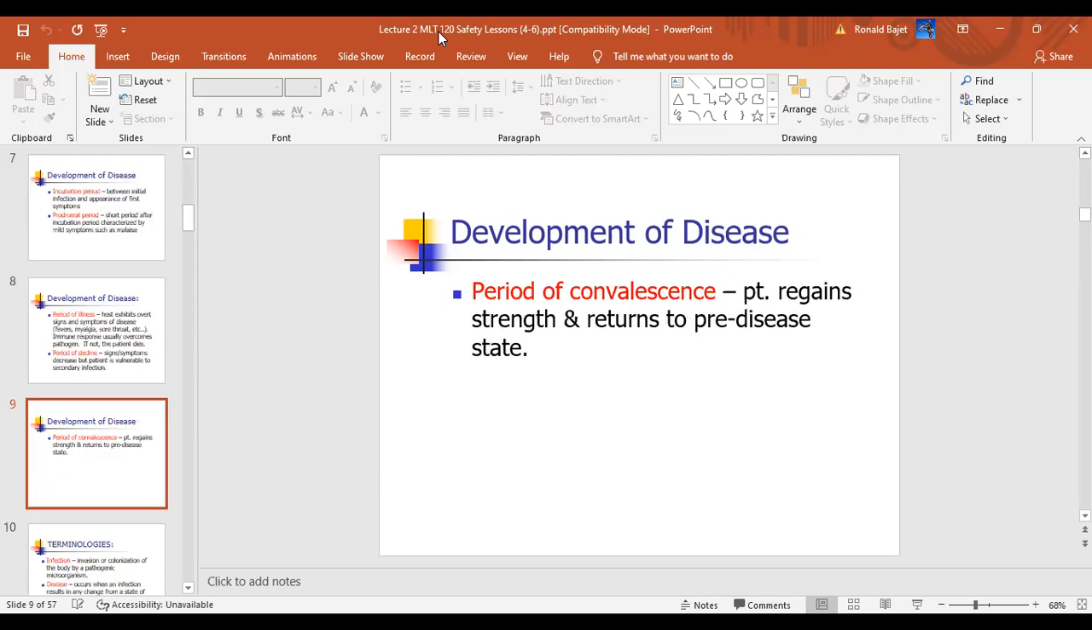Period of convalescence. The period of convalescence is where the patient regains strength and returns to the pre-disease state. But then again, you need to keep in mind that there are still organisms present that can still cause infection.